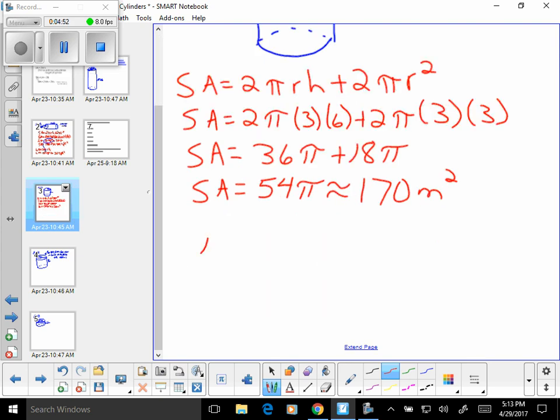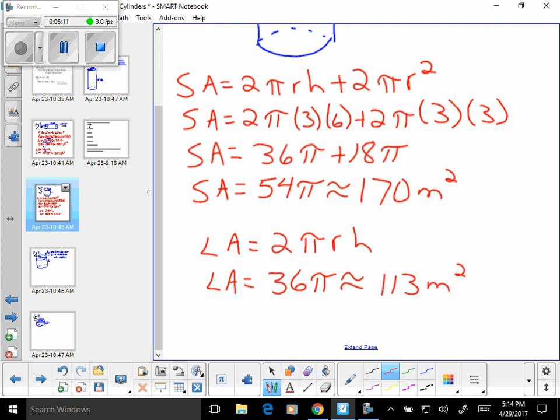Now again, if they ask you for the lateral area, remember that's just the area of the curved surface. That left addend, 2 pi r h. Again, I drop down and take that 36 pi, get that calculator, 36 times the pi key, round it off, 113 meters squared.